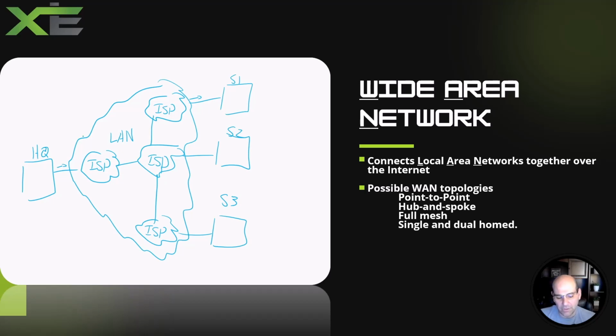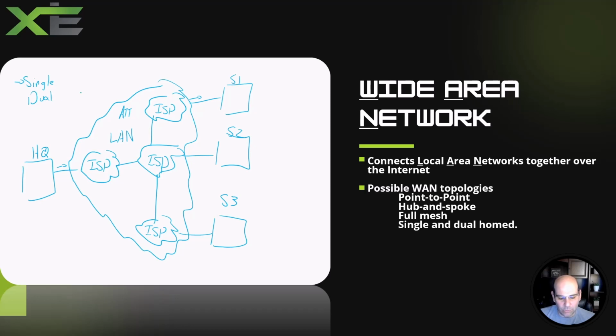Now, I drew this for a specific reason, because as I finish up this video, I want you to understand the difference between a single and a dual homed network. What do I mean by that? Well, let's just say that all of these internet service providers are AT&T. This would be a single homed network, meaning if AT&T has a problem, then your WAN goes down, your internet goes down, your connections to the outside world go down.